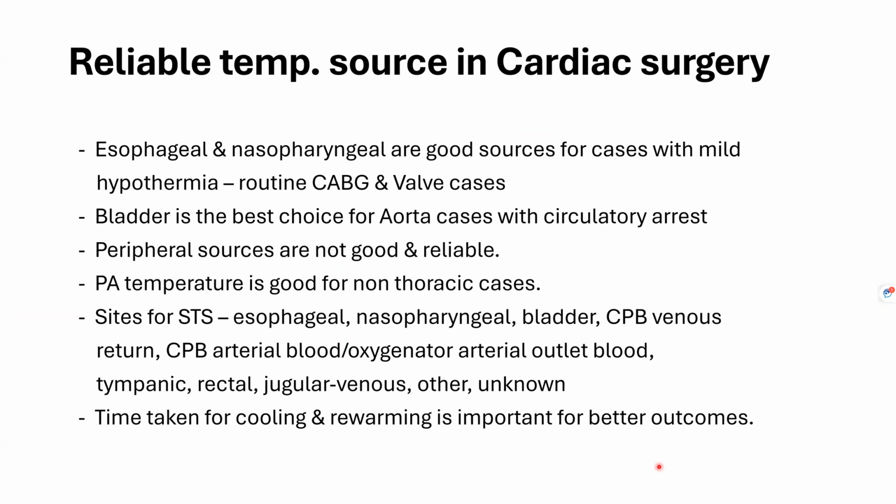But once you start rewarming gradually, your urine production starts, and that gives a better idea of how the visceral organs are also getting rewarmed. And of course, you have the pump temperatures. Again, you will look at the venous temperature also. Peripheral sources are not so good and reliable, because you cannot be sure how much your patient is lying open in the OR, with his limbs peripherally exposed. Same with PA temperature, because the probe is sitting in your pulmonary artery and the chest is open. So those are not reliable sources.